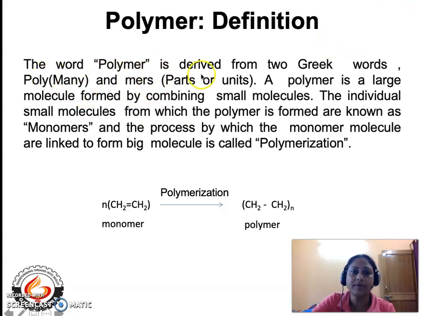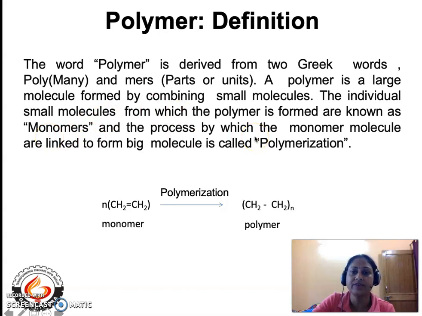The word polymer is derived from two Greek words, poly, which means many, and mers, which means parts or units. So a polymer is a large molecule which is formed by the combination of many small molecules. The individual small molecules from which the polymer is formed are known as the monomers.